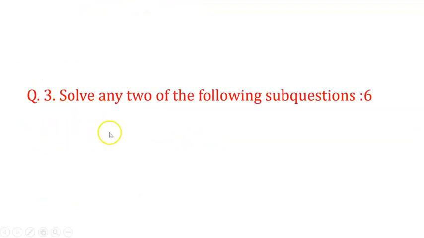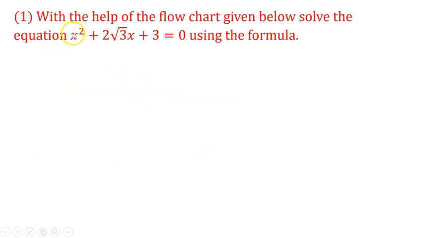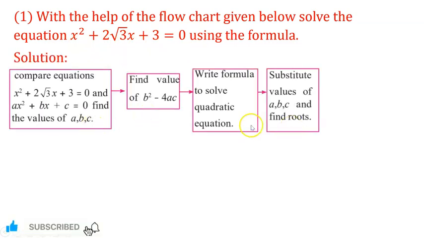Question number 3. Solve any two of the following sub questions. It's for 6 marks. First question. With the help of the flow chart given below, solve the equation x square plus 2 root 3x plus 3 is equal to 0 using the formula. Okay, we have to follow these types of steps. Compare equations x square plus 2 root 3x plus 3 is equal to 0 and ax square plus bx plus c is equal to 0.